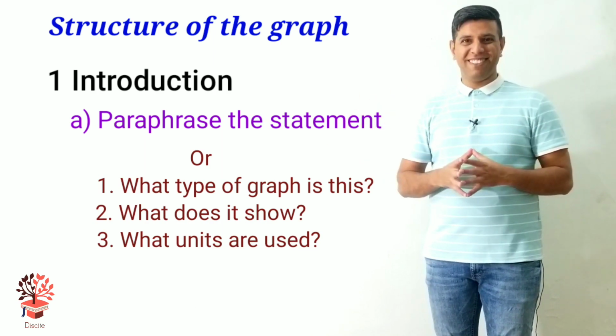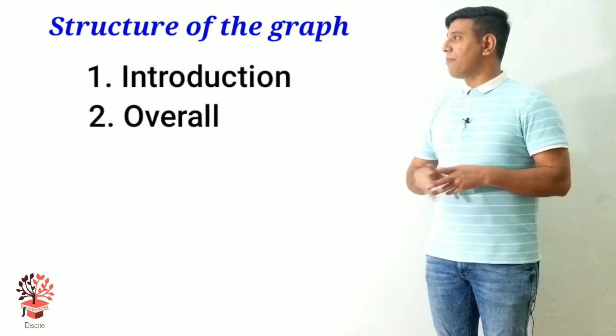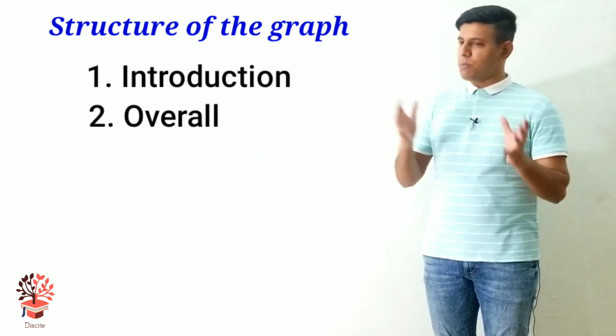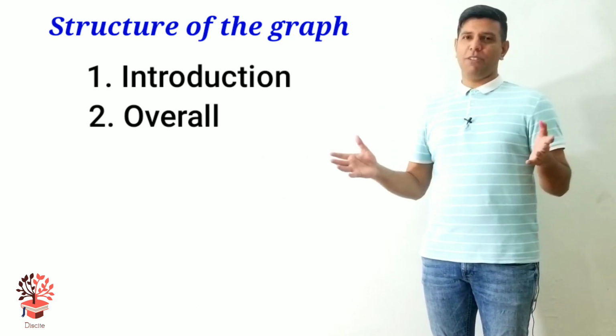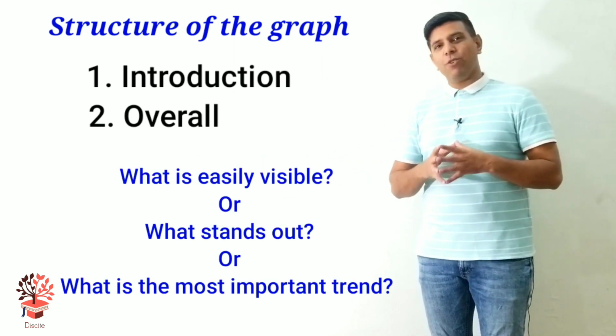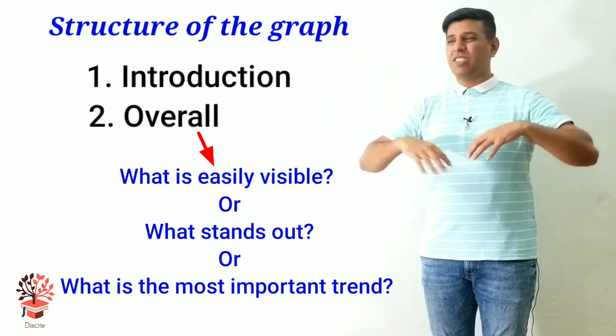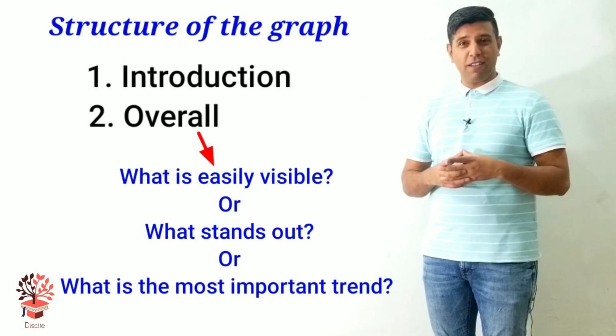Perfect, you're done. The second thing is, now you can write the second thing, that is the overall, with the introduction. Some people write it separately, both are perfectly fine. In the overall, you talk about whatever is easily visible. When you look at the graph, what stands out? What's the most important trend that you see there?